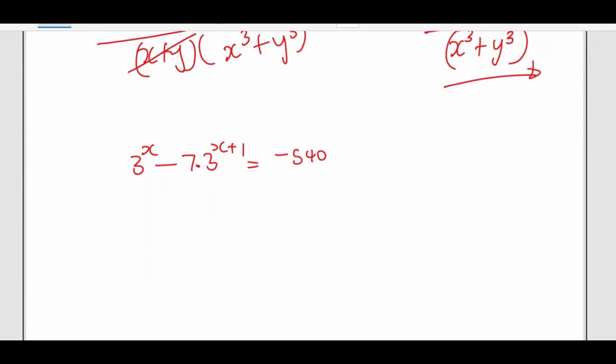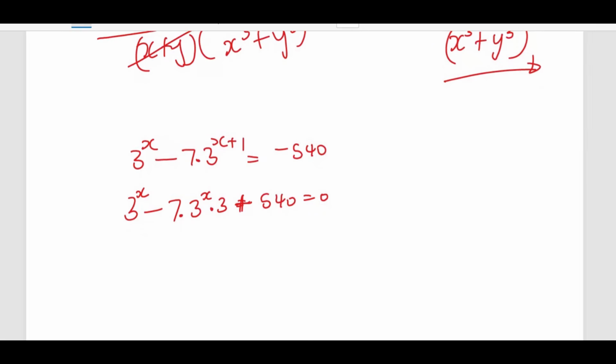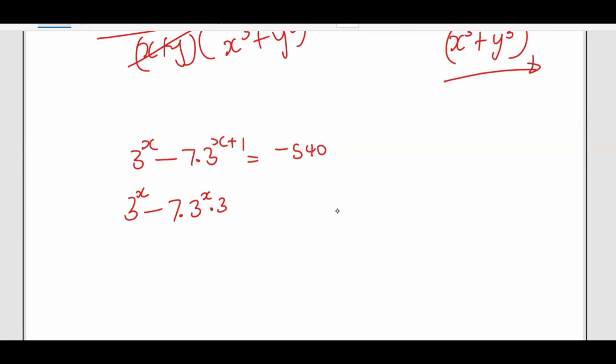Okay, so let's do the splitting here. 3 to the x minus 7 is going to be 3 to the x times 3, plus 540 is 0. Would this make sense? Now, let me just keep the 540 that side because it might give me issues.